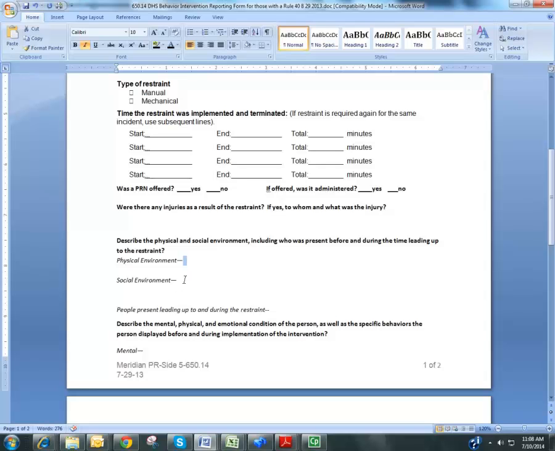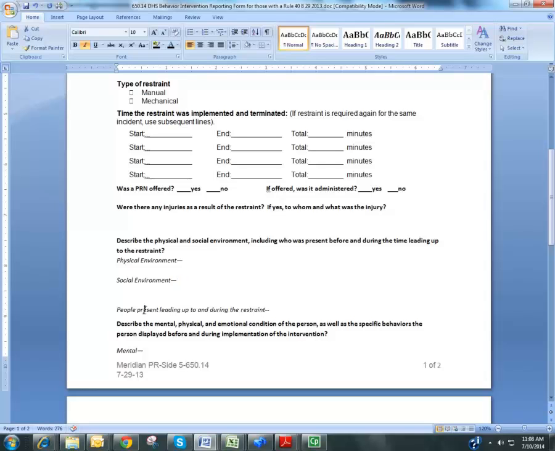Then you will shortly describe the social environment, again talking about the interactions that were going on with the person and the people around him. Was this person isolating? Was this person having friendly interactions with the housemates? Were housemates being loud? Were staff making a lot of demands on him? Was it loud and chaotic and noisy? What was going on in terms of the social situations for that person?